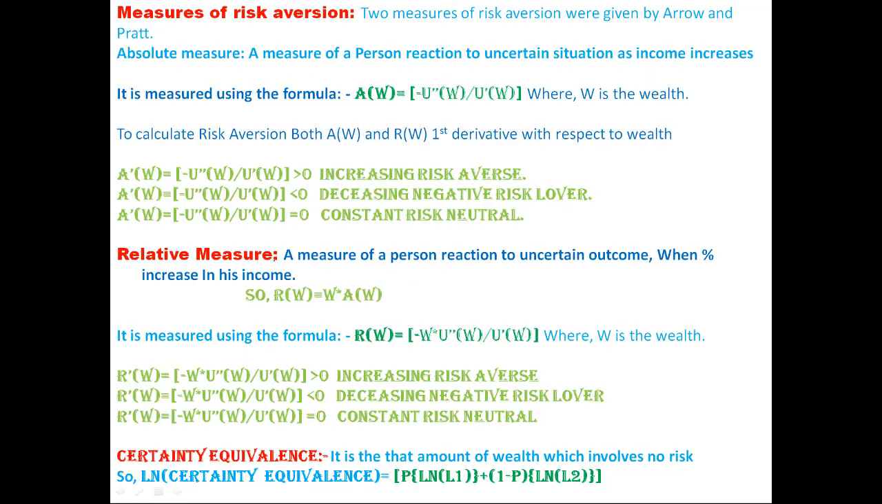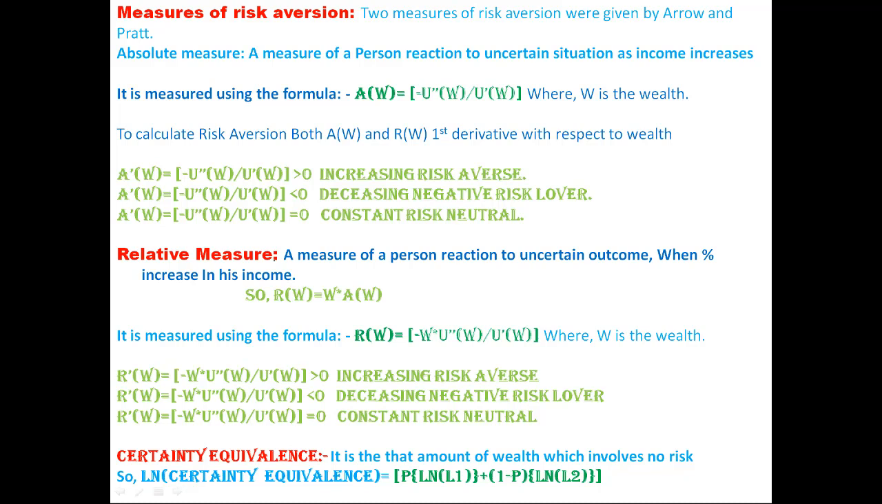So, measurement of risk aversion. Basically there are two measures of risk aversion, given by Arrow and Pratt. One is the absolute measure and number two is the relative measure. It is not that important, but I have incorporated it here. From here an MCQ question may be asked, for this reason I put it here.